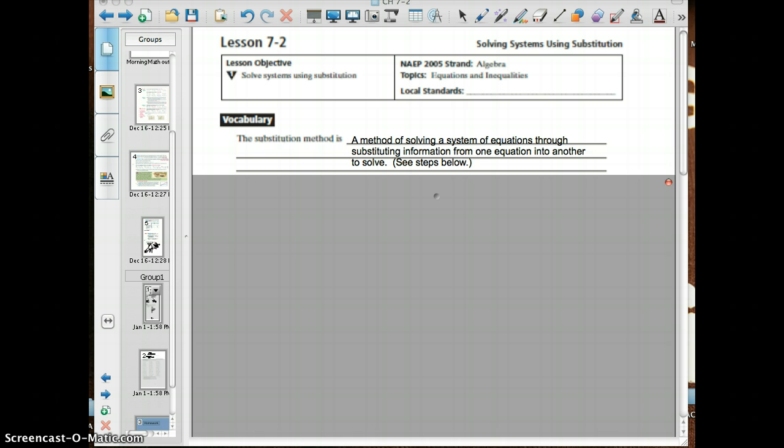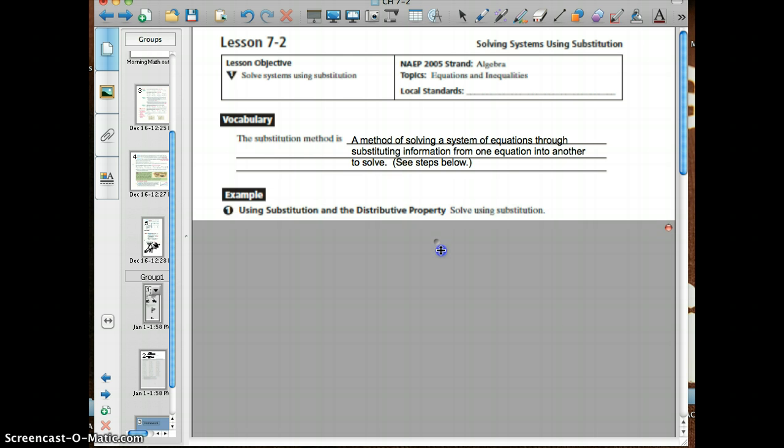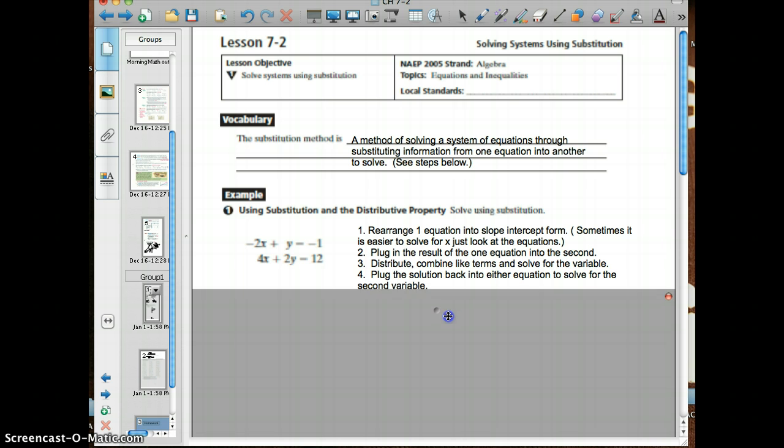So let's look at the first example and we'll go through it. Here you can see we have a system. We have negative 2x plus y equals negative 1, and then the second equation is 4x plus 2y equals 12. What we're going to do is rearrange this first equation into slope-intercept form so that it's y equals something, and it's going to be 2x minus 1.